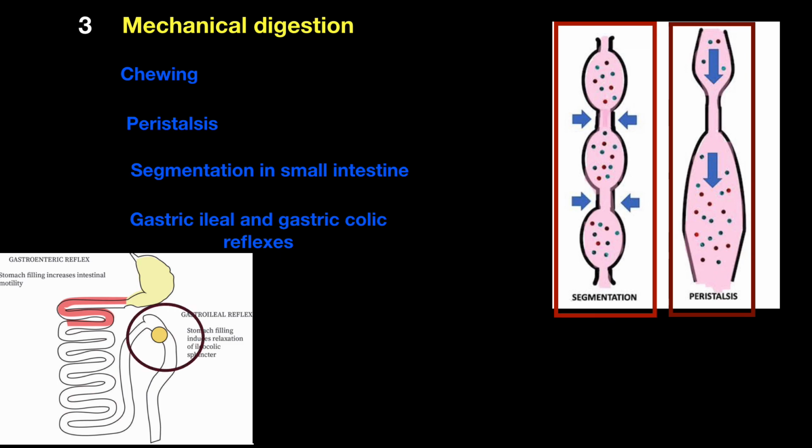Gastroileal reflex is stimulated by the presence of food in stomach and gastric peristalsis as a result of stomach filling, which induces relaxation of ileocolic sphincter. Gastrocolic reflex controls the motility of lower GIT following meal. So, colon has increased motility in response to the stretch of stomach with ingestion of food.